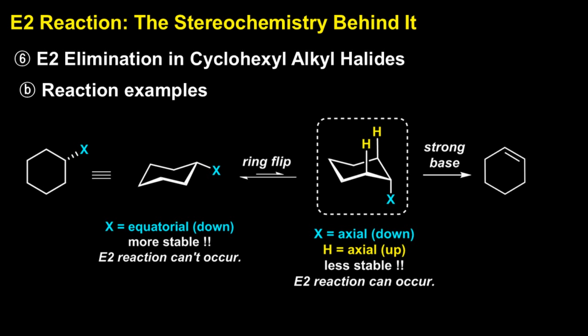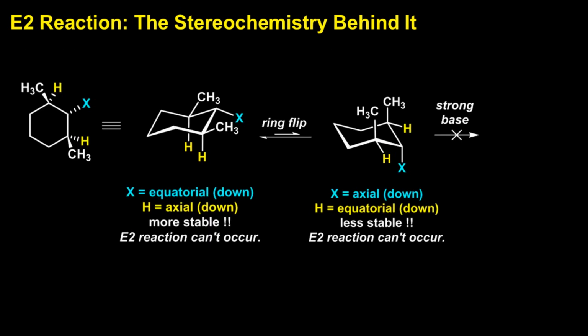This shows something really important. Even if elimination looks possible on paper, conformational constraints can totally block the reaction, unless a ring flip happens first.